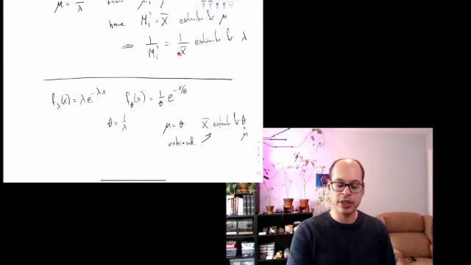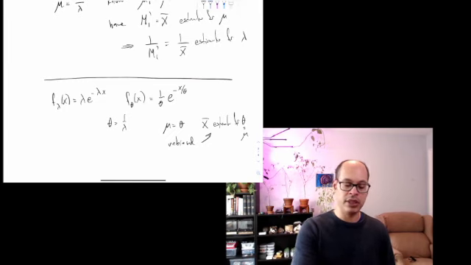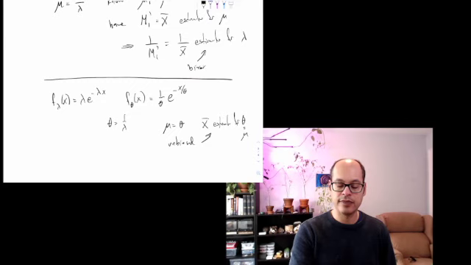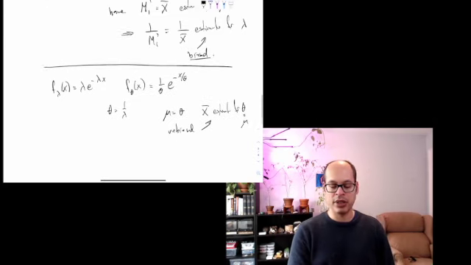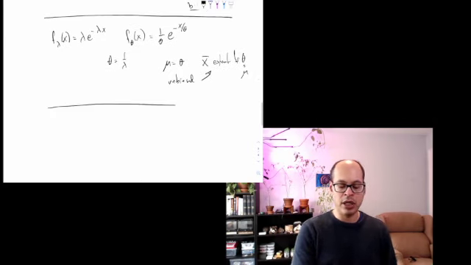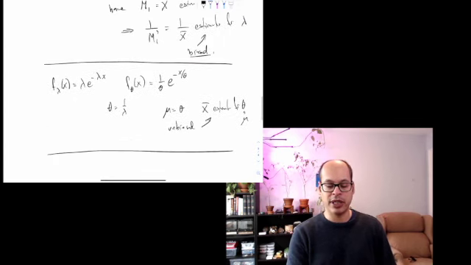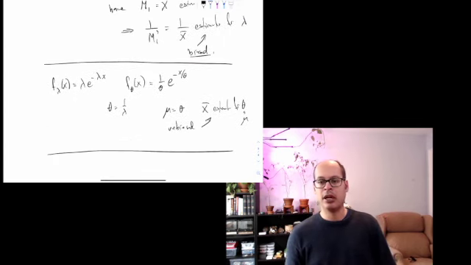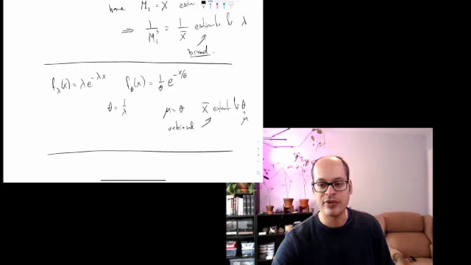Is 1 over the sample mean an unbiased estimator for 1 over the mean? It is biased, actually, as we'll see. I do want to explain why it's biased, but before we do that, let's mention a slightly less trivial example.